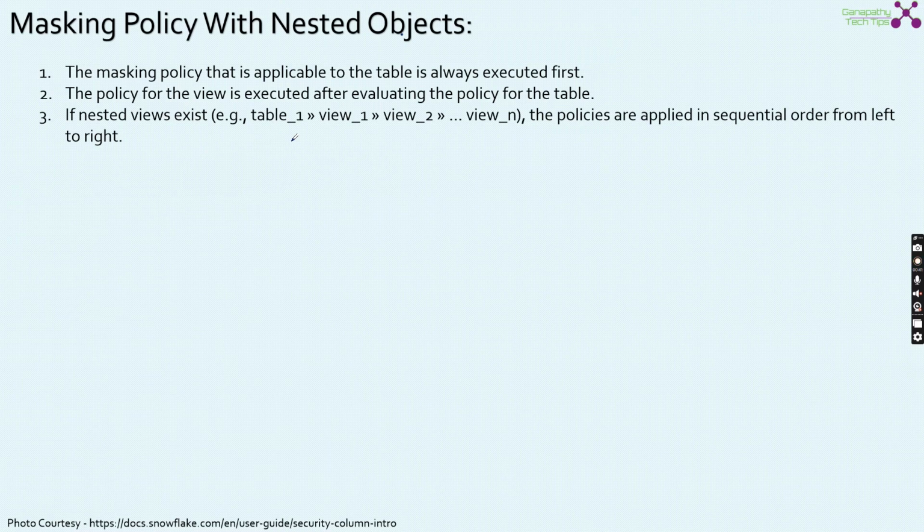So as simple as it is, the first execution is at the table level. Say if I created a view on top of the table, then that view level masking policy will be executed. Say if I created another view on top of that view, that will be executed at the last. So from left to right, from table to view, that way it will go.